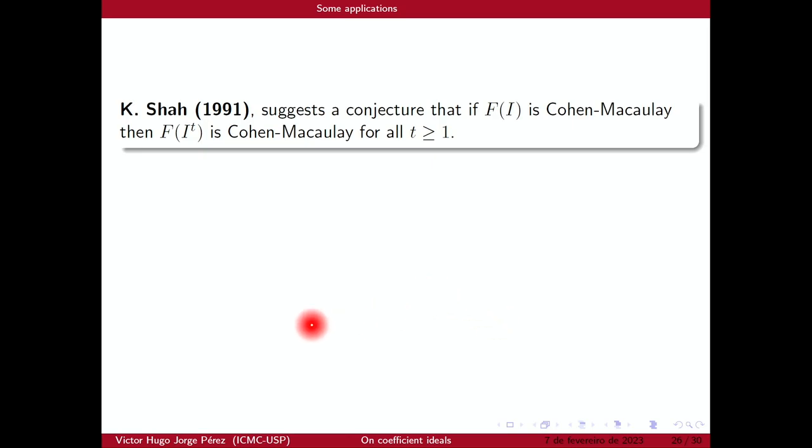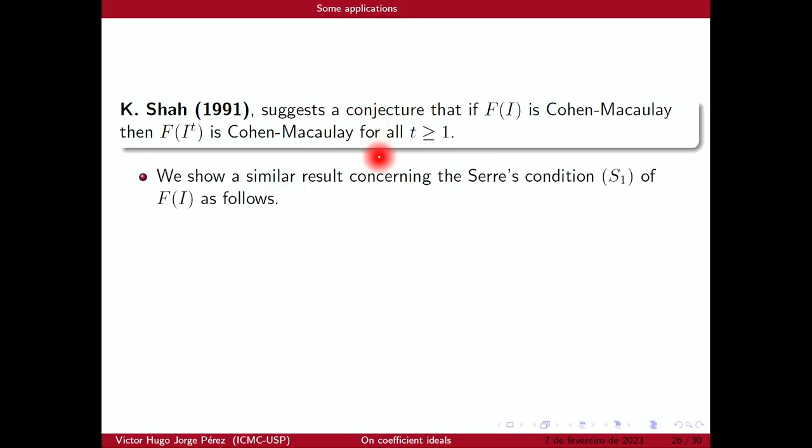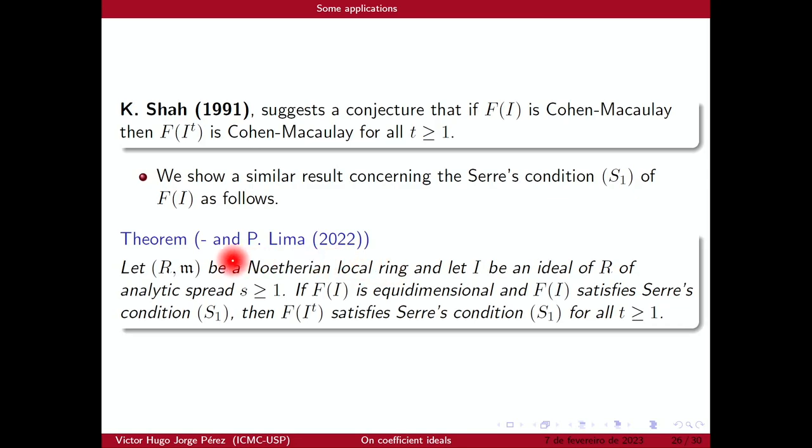Another result: Shah suggested the conjecture that if the fiber cone is Cohen-Macaulay, then the fiber cone of the power of the ideal is Cohen-Macaulay. This conjecture may still be open now, because I don't know of a positive answer about this conjecture. But we show similar results concerning the Serre condition. In this case, we get the same result. Taking a Noetherian local ring and an m-primary ideal with analytic spread, equidimensional and satisfying a certain condition, we prove the fiber cone of the power of the ideal satisfies Serre condition S1. In this case, we prove more. It was motivated by this conjecture.